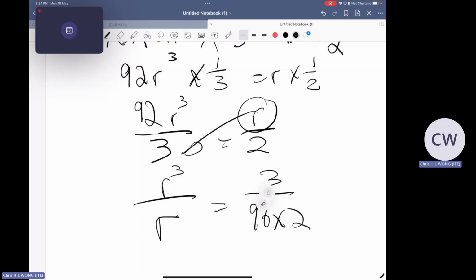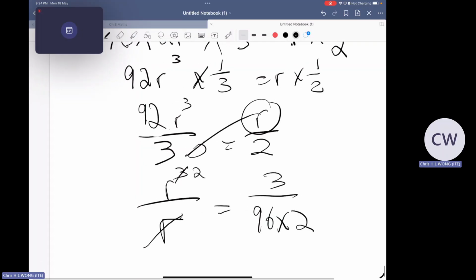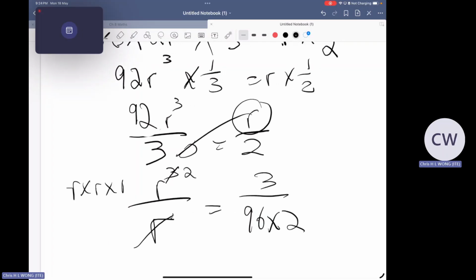r also can cancel one, no? As long as they are the same. So I'll cancel 1 r. It becomes 2 because you cancel 1 r below. Actually, this is r times r times r. You cancel r, it becomes 2 r squared. It's the same, right? Okay.